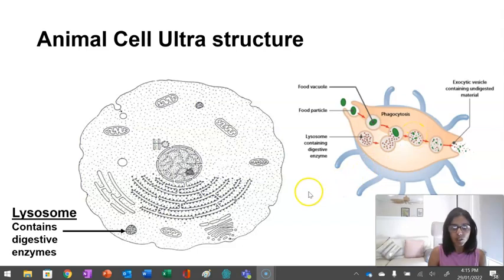Okay, so you'll learn more about how that works in year 12, but right now what we need to know is that these large dense grains containing digestive enzymes are called lysosomes, and they can break down any unwanted material.